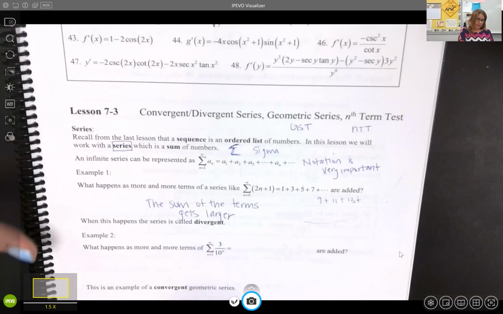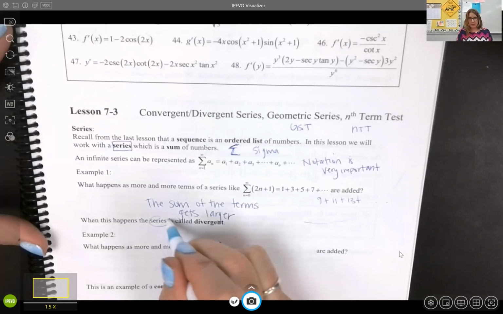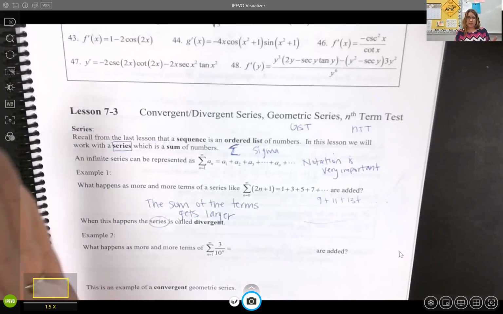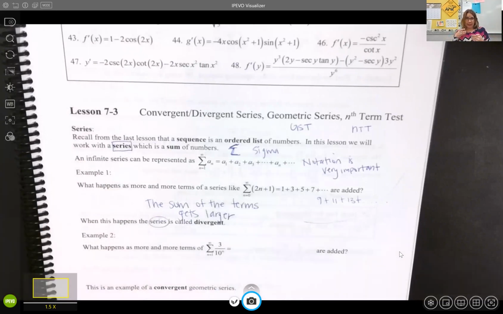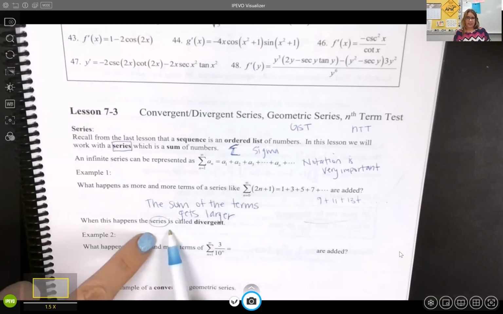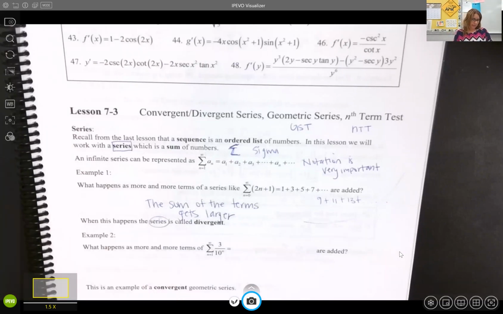Okay, series. Remember I talked about the difference yesterday between a sequence where we're just looking at is each term getting smaller, or a series where we look at the sum of the terms getting smaller and smaller. Okay, so that's why we've got this summation or this sigma notation.